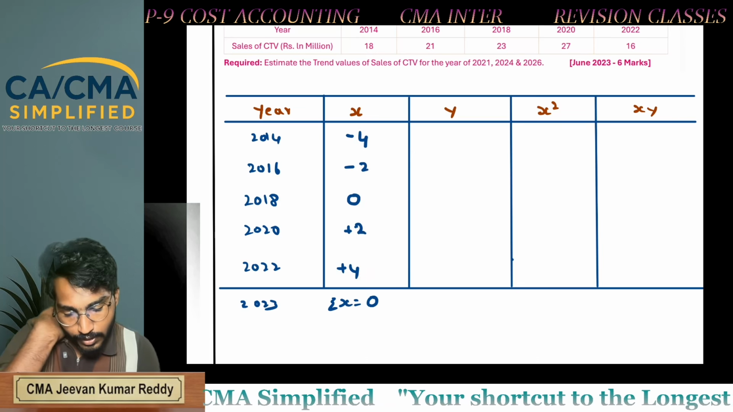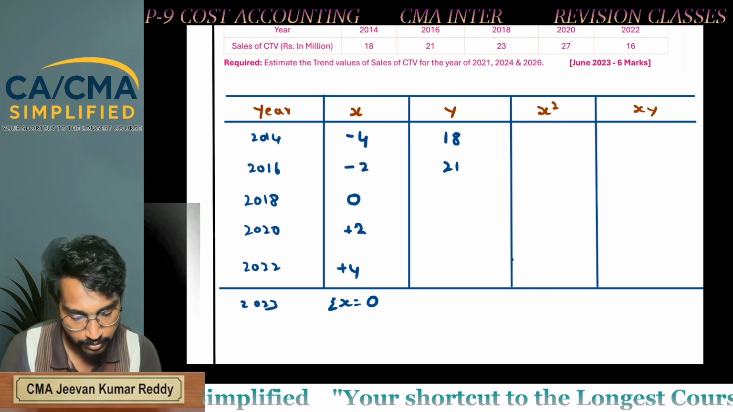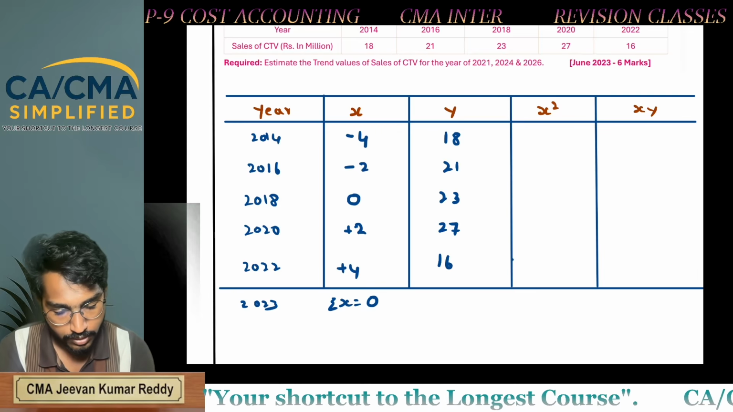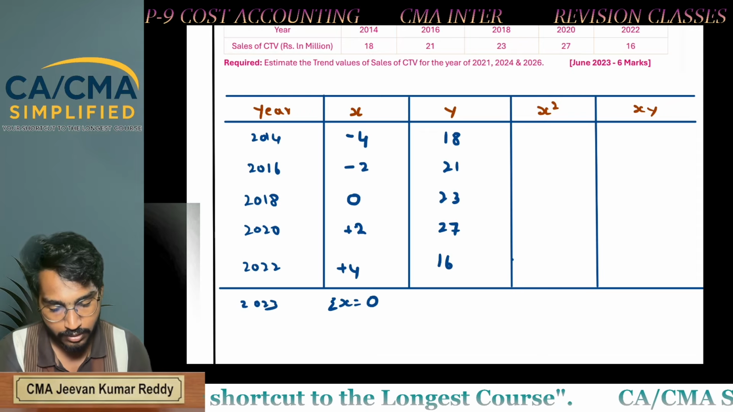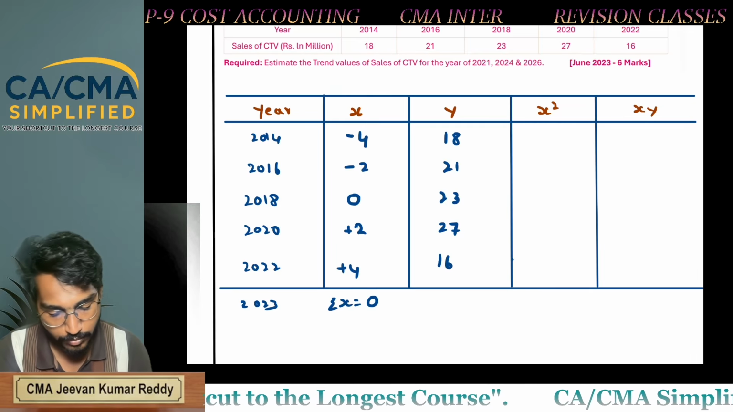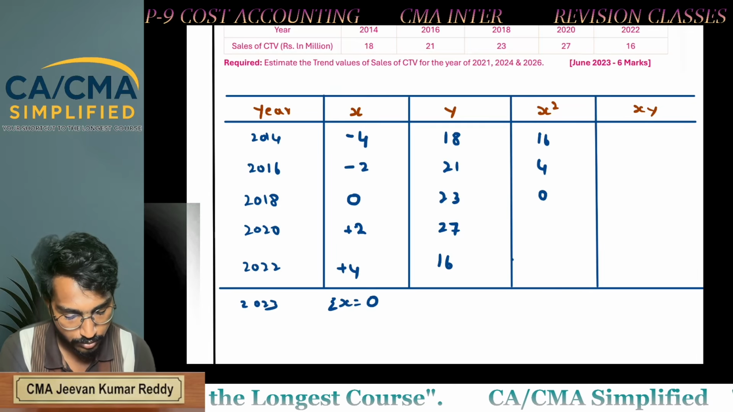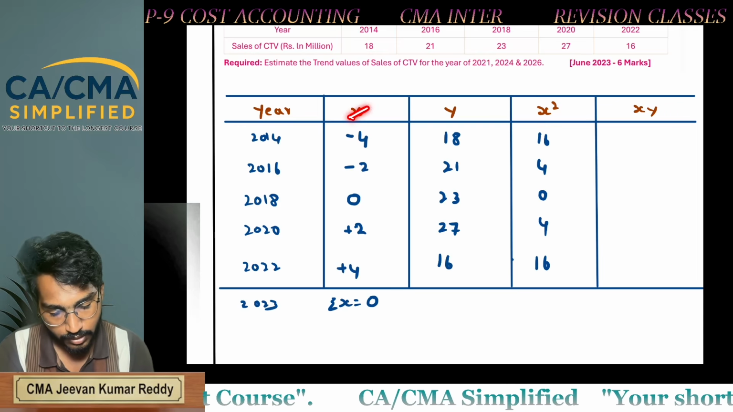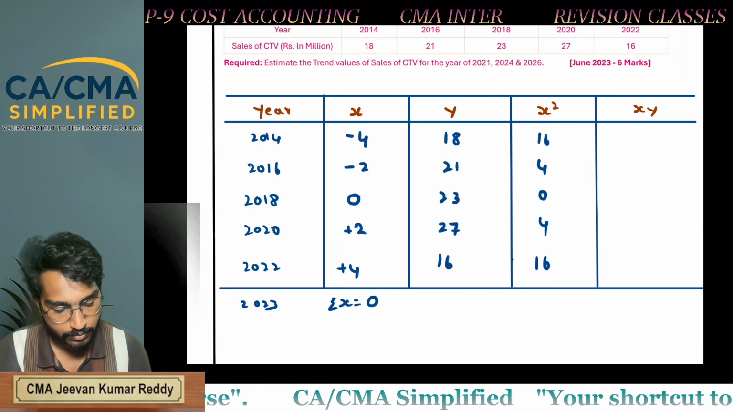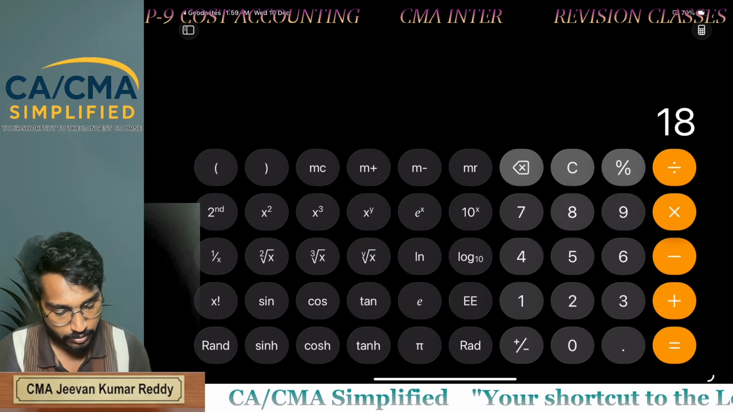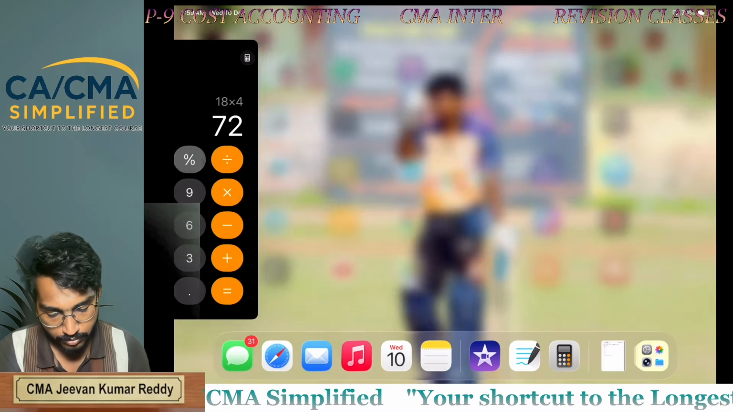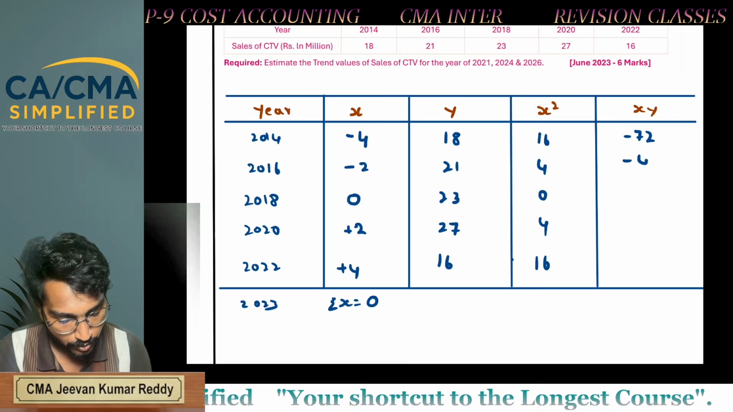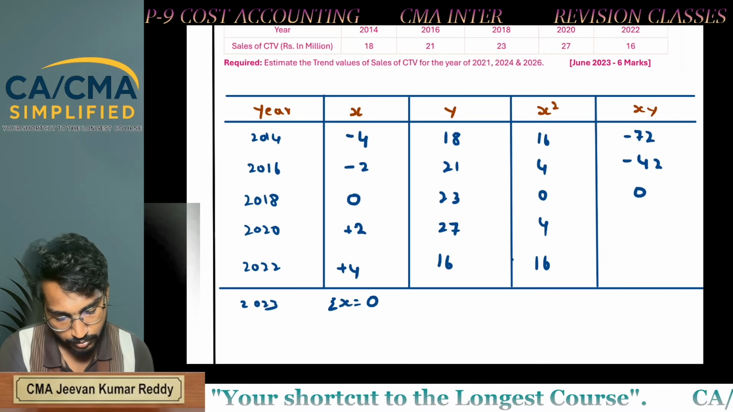Next y: 18, 21, 23, 27, 16. Next x square. This is the deviation, and x square is the squares of the deviation: -4 into -4 is 16, 4, 0, 4, 16. Next x into y. 18 into -4, that is not 72, it is -72. Next 21 into -2 is -42. Then 0.